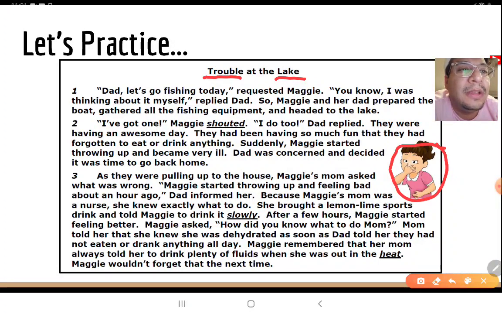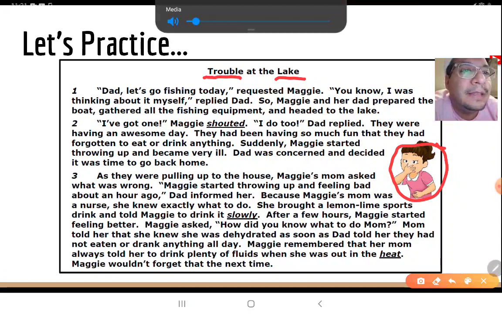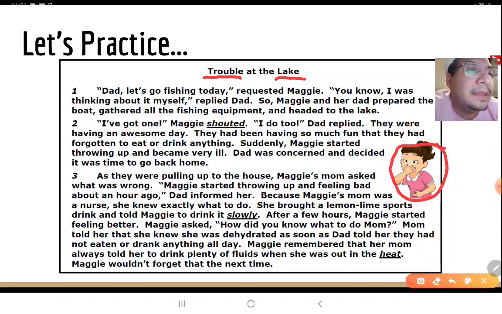As they were pulling up to the house, Maggie's mom asked, "What's wrong?" "Maggie started throwing up and feeling bad about an hour ago," Dad informed her. Because Maggie's mom was a nurse, she knew exactly what to do. She brought a lemon lime sports drink and told Maggie to drink it slowly. After a few hours, Maggie started feeling better.